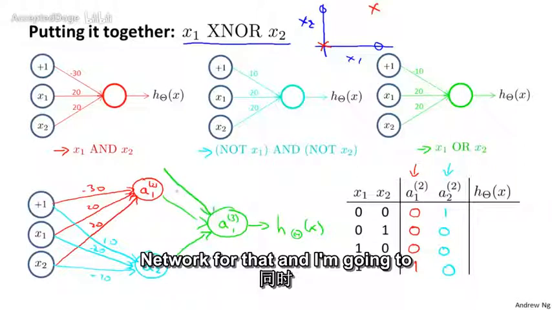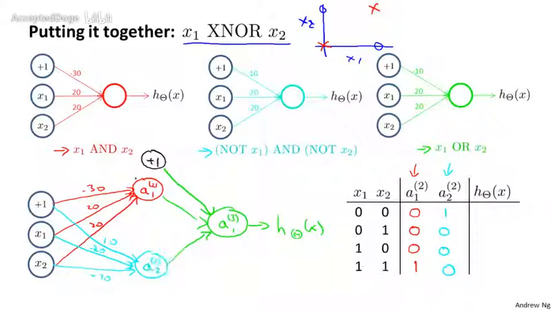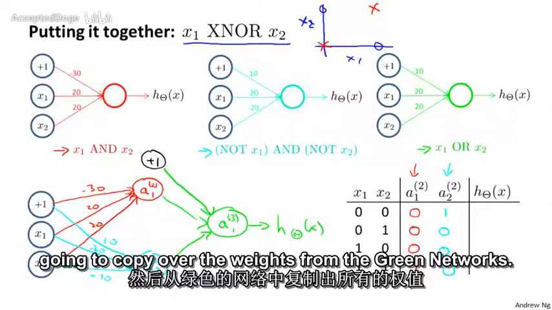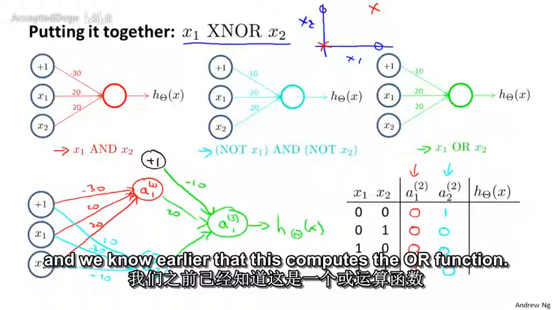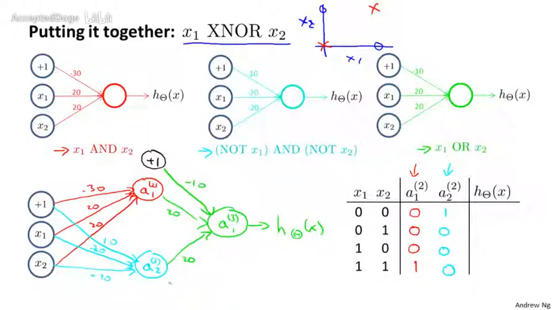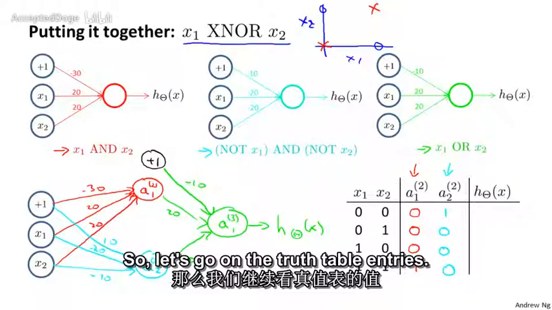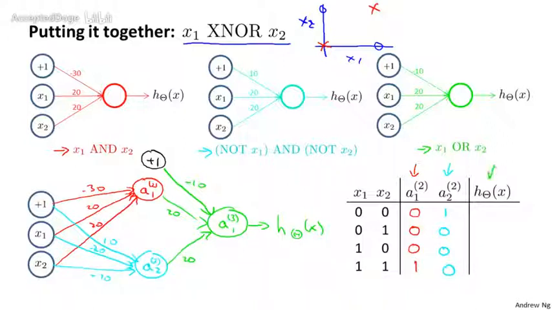And I'm going to need a plus 1 bias unit here, so draw that in. And I'm going to copy over the weights from the green network, so that's minus 10, 20, 20. And we know earlier that this computes the OR function. So let's fill in the truth table entries.